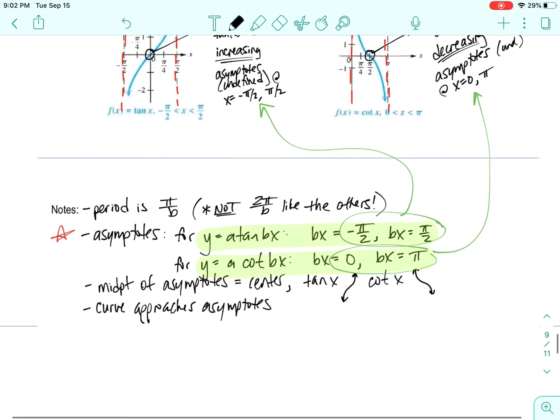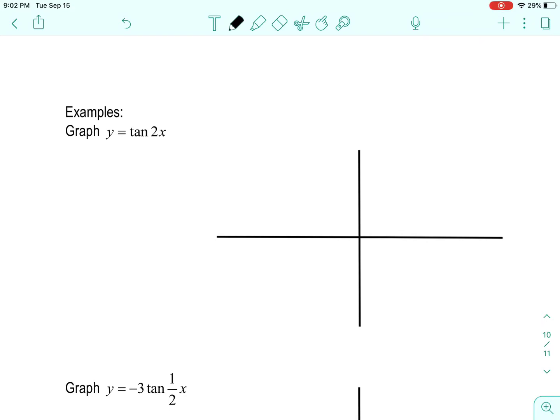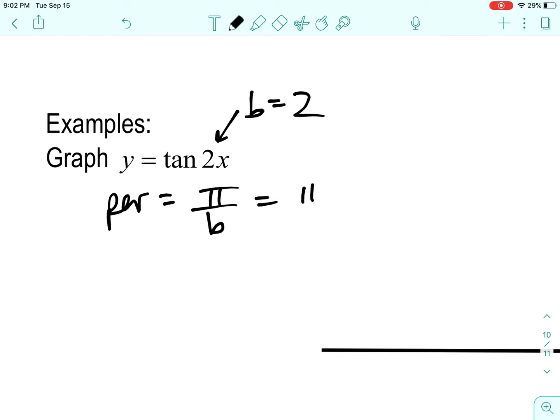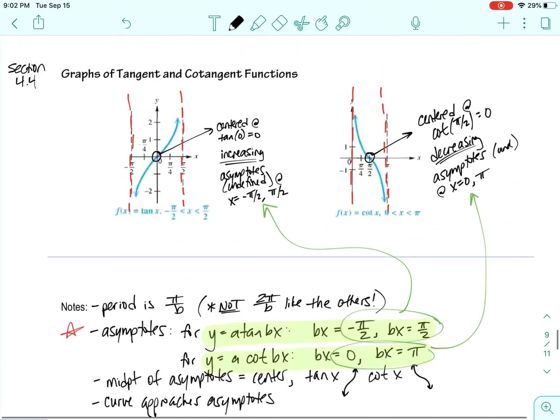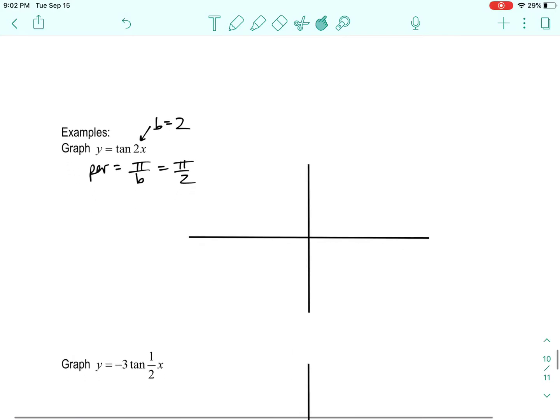Okay. Here we go with our three examples we're going to do. Y equals tangent 2x. So remember that the period equals pi over b. And the b in this case is 2. So that means that the period of this is pi over 2. And what that means is, let me go back up, the period is the distance between the asymptotes. It is the horizontal distance that it takes to get your snake-like figure. Okay? So that is the distance between my two asymptotes.